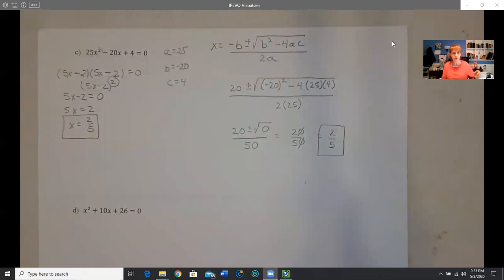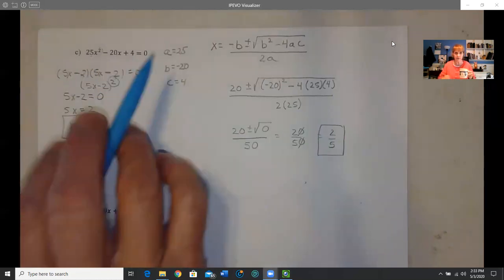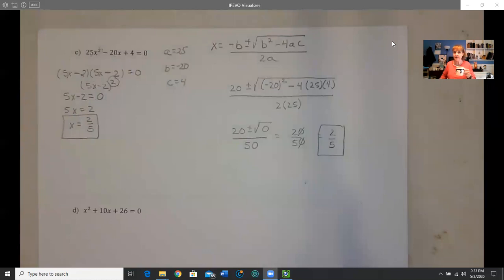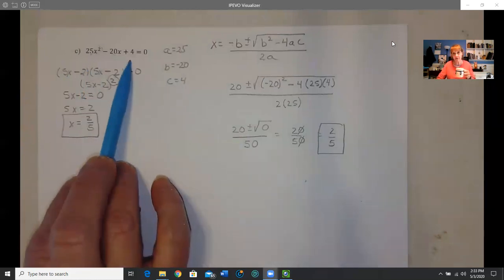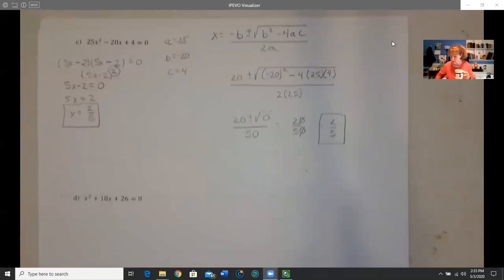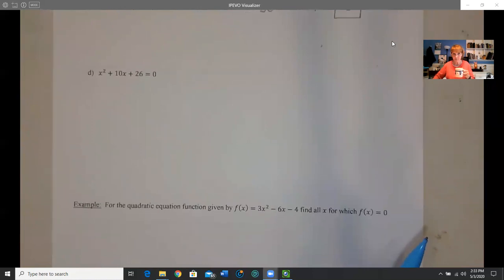And I would not recommend completing the square with that thing, because you'd have to divide everything by 25 and then move that over. So I would definitely use the quadratic formula if you didn't realize that you could factor it. Okay, guys, let's try another one just to see how you're doing.